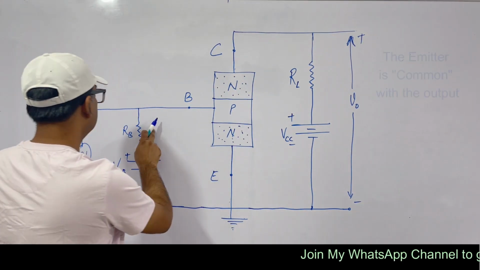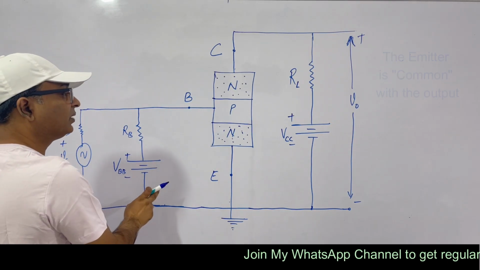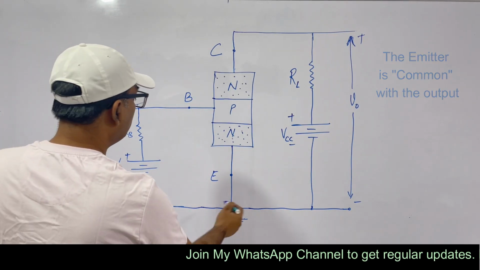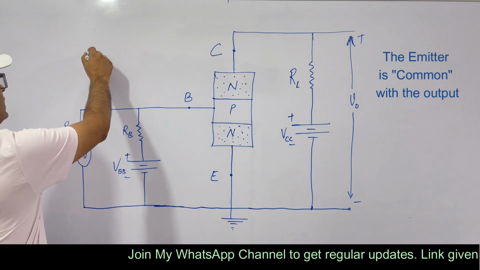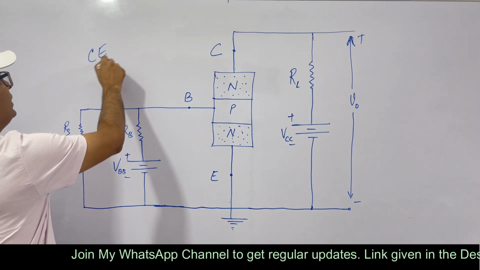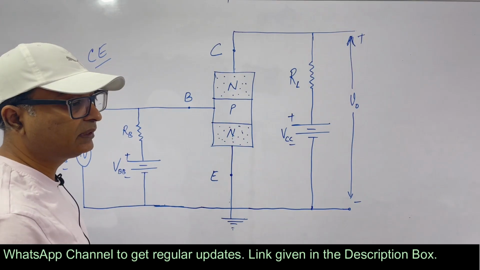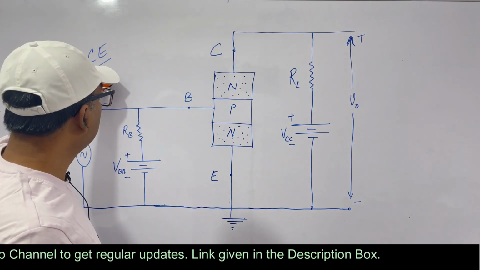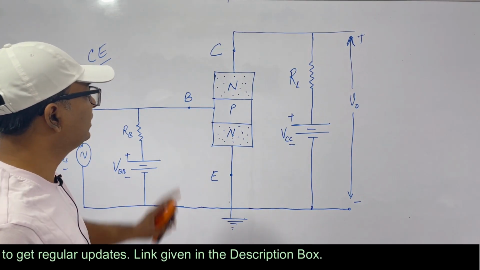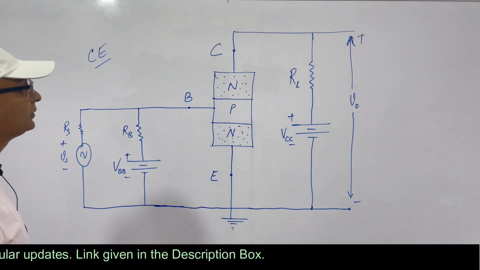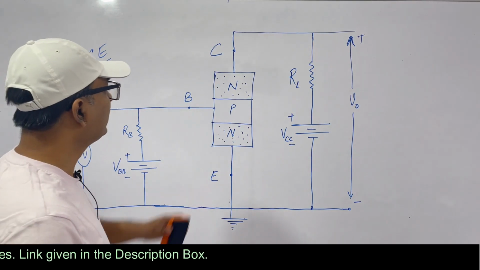The transistor, resistor, the power source. So this is common. That is, emitter is common. So this configuration is called common emitter, CE. We have three such configurations: CE, CB, CC, that is, common emitter, common base, common collector. This is common emitter, for explanation.